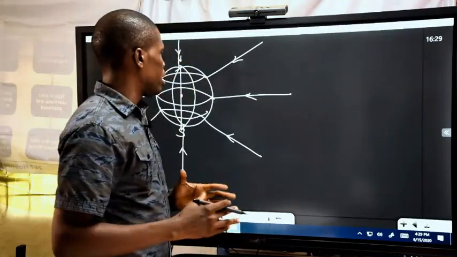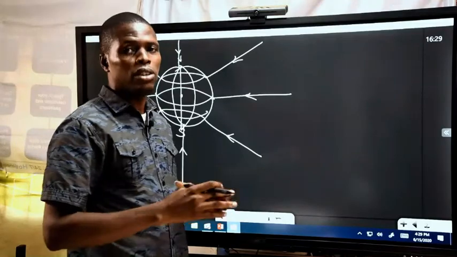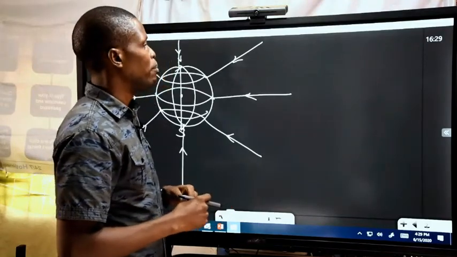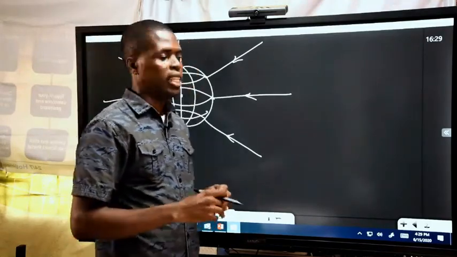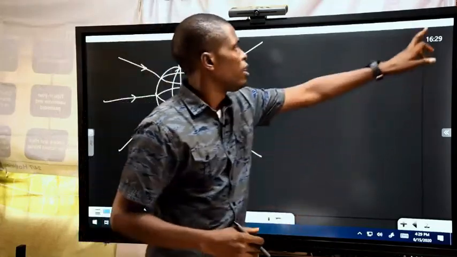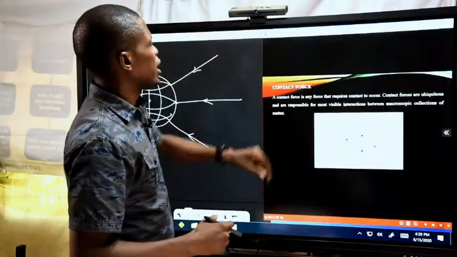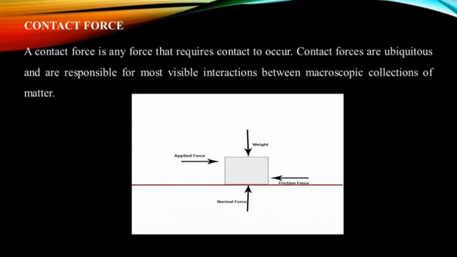And Isaac Newton's concept of gravitation defines gravitational force as a force that pulls an object towards the center of the Earth. Okay, so that is that concept. Okay, we look at contact force. What is contact force? Contact force is any force that requires contact to occur. Contact forces are ubiquitous and are responsible for most visible interaction between microscopic collections of matter.